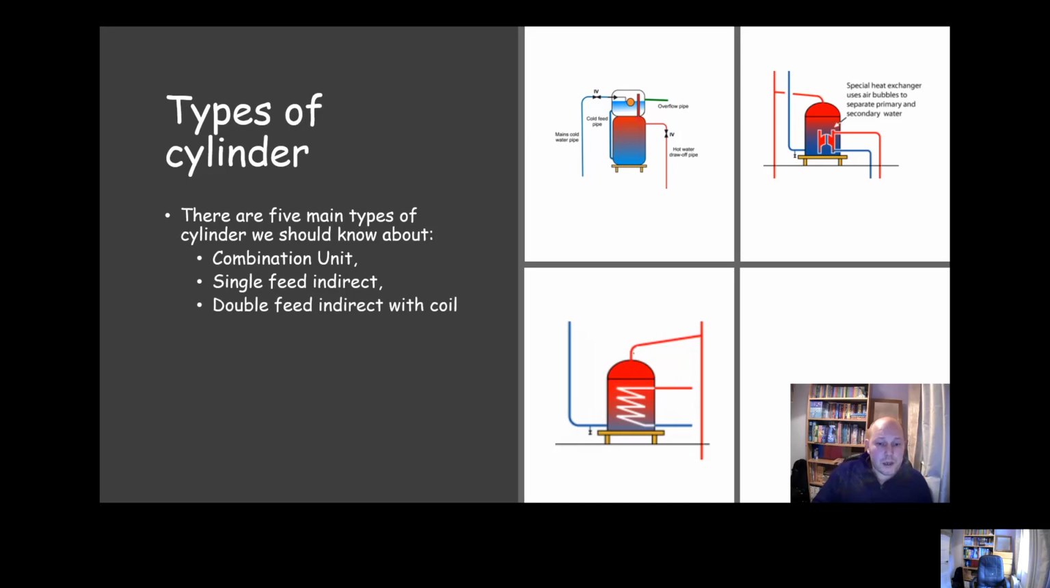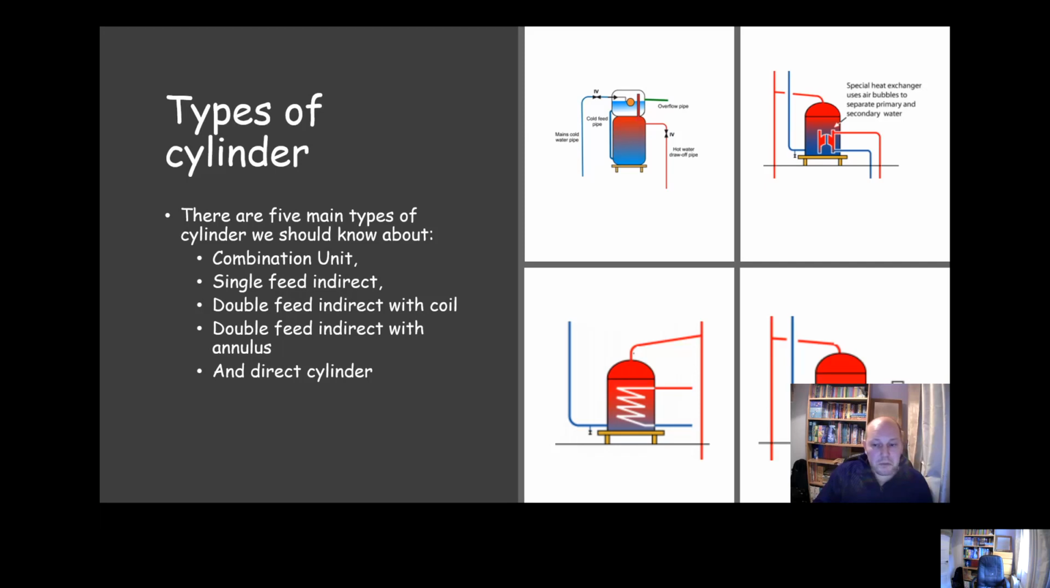finish this session. Also, double feed indirect cylinder with a coil, and double feed indirect cylinder with an annulus. They're both basically the same thing, they just have a slightly different heat exchanger on the inside. Everything else about those two systems are the same. And a direct cylinder, like we've already talked about really in the last section.